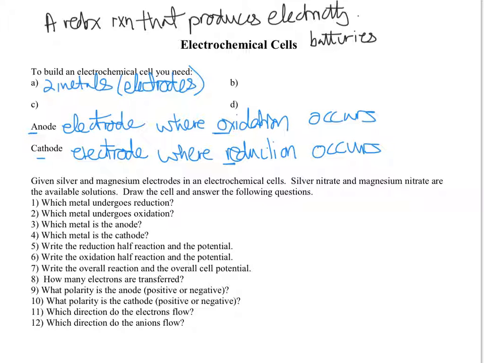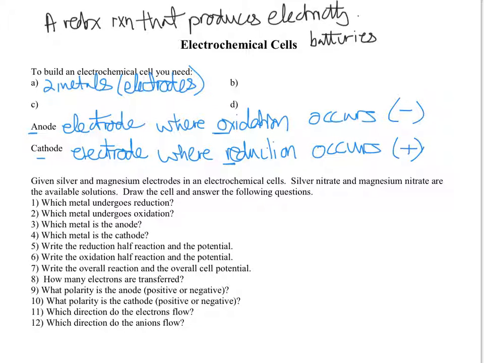Hopefully anode and cathode, those two words remind you of another two words. Anode sounds like anion, cathode sounds like cation. Anions are negative, so the anode is the negative electrode, and cathode sounds like positive, like cation, which is positive, so that's the positive electrode.